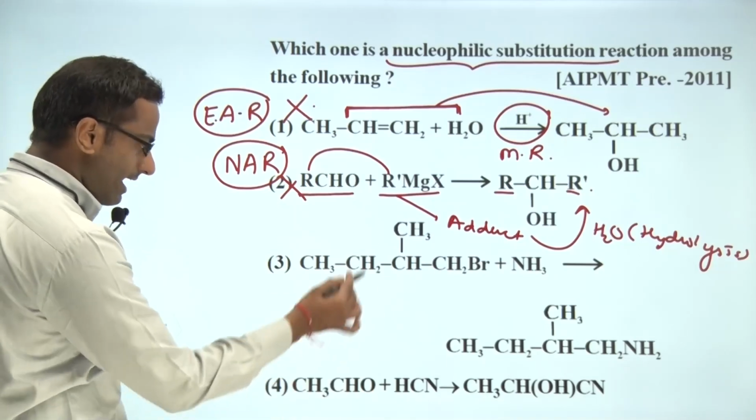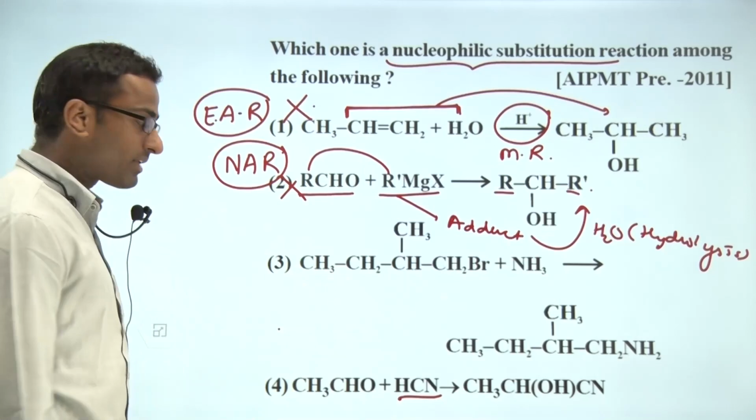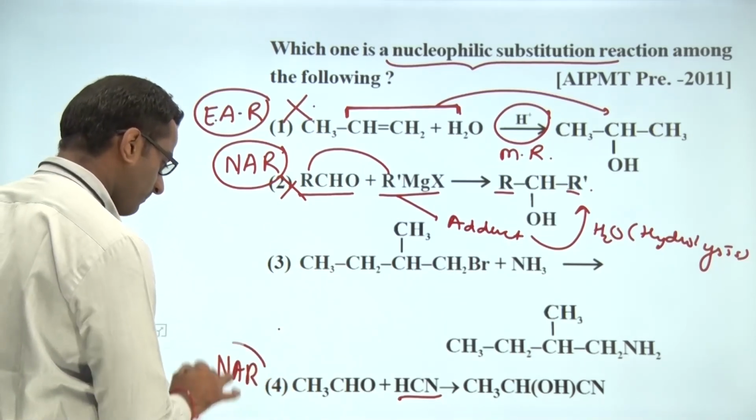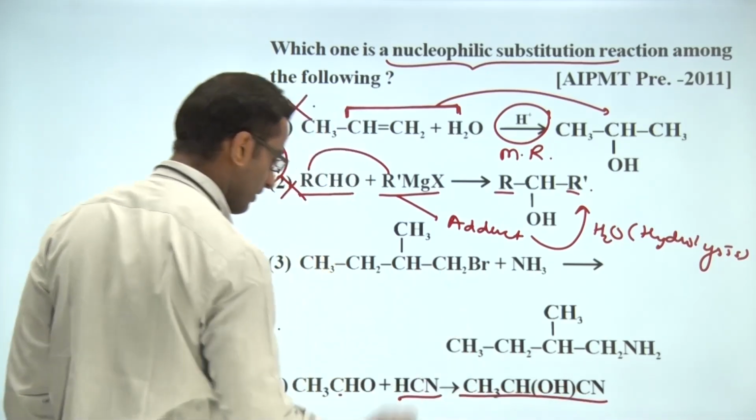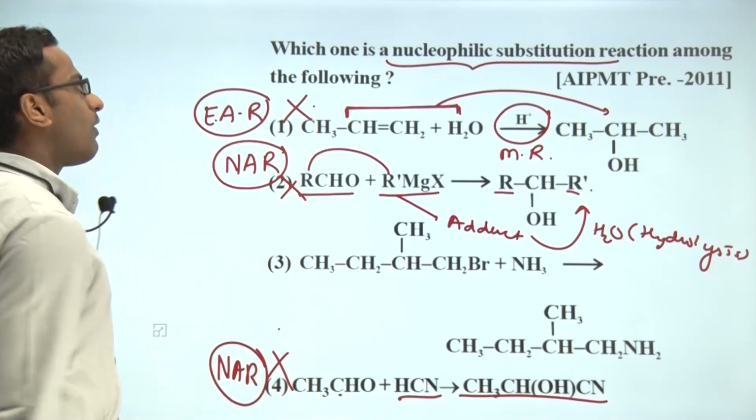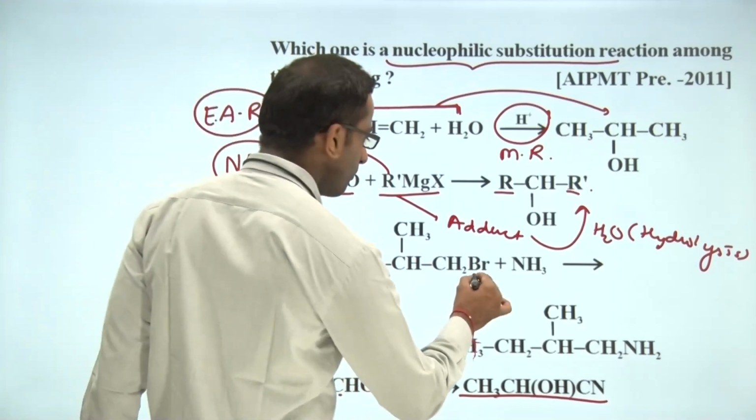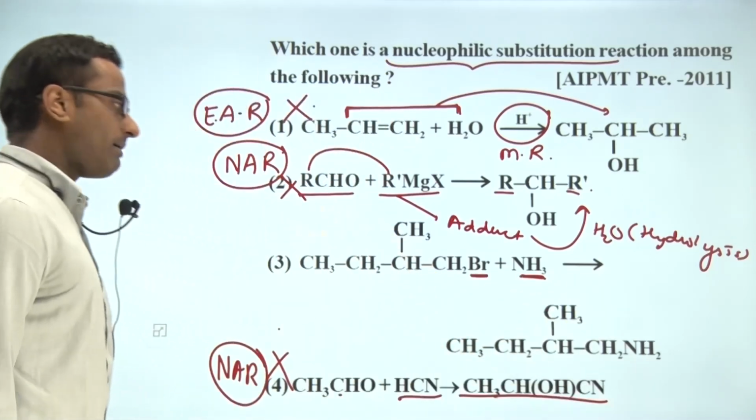Next, aldehyde and ketone react with HCN to produce the cyanohydrin. Again, this is a nucleophilic addition reaction. Both of these are combining to make this single product, an addition reaction. But we want a substitution reaction. Students, you can see this bromo is substituted by the amine group.